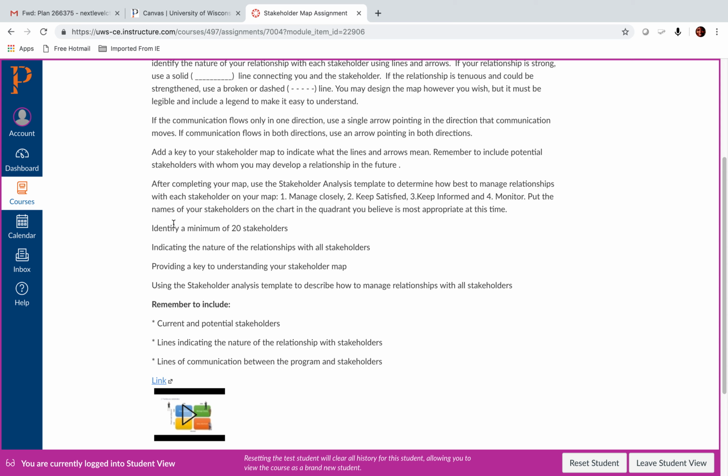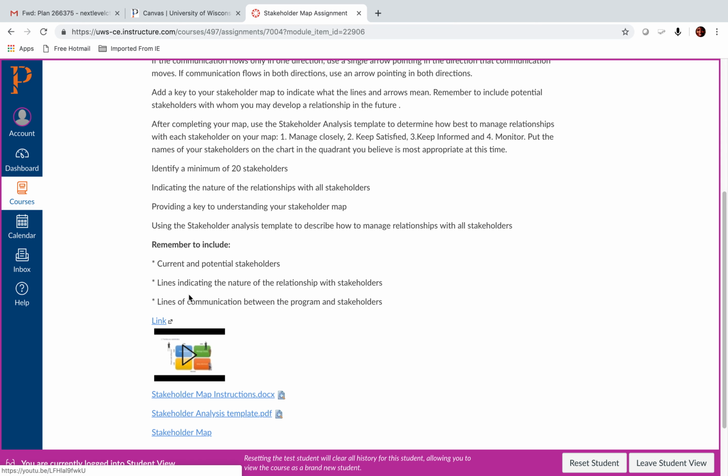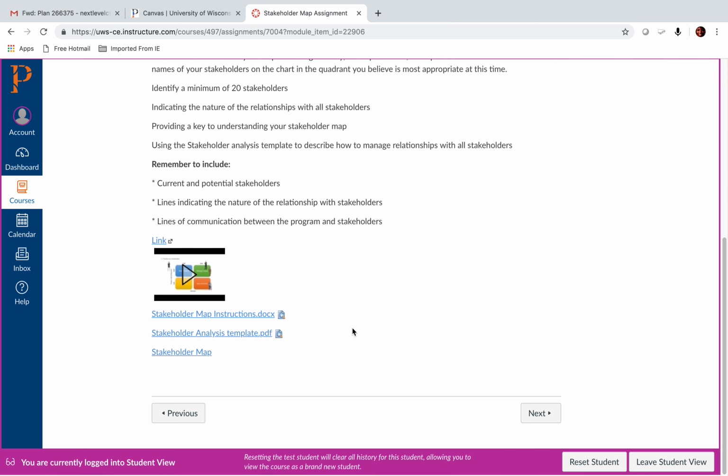So here is the item, what you need to complete. Identify a minimum of 20 stakeholders. Indicate the nature of the relationships. Provide a key. And then use the stakeholder analysis template to describe how to manage relationships with all stakeholders. Then remember to include current and potential stakeholders, the lines indicating the nature of the relationship, and the lines of communication.